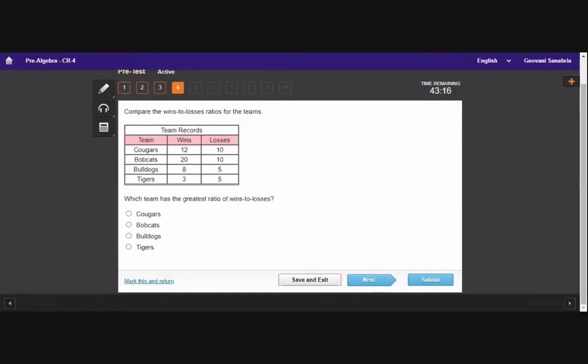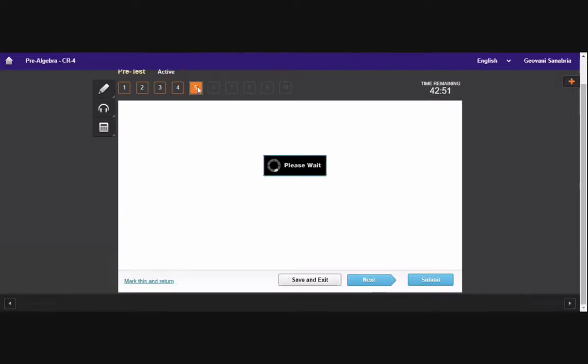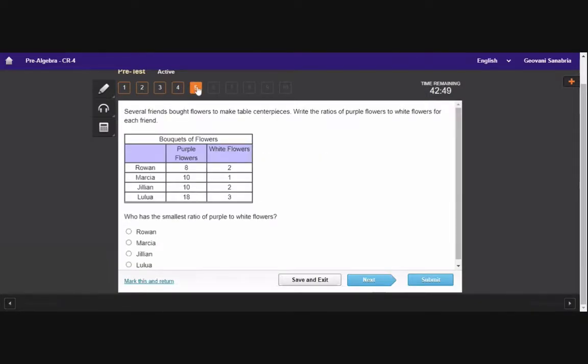And then Bulldogs was 8 divided by 5, 1.6. What about 20 divided by 10? It's 2. I got 2. That's the biggest one. And then 12 divided by 10, 1.2. So it'd be the Bobcats. That's always the way they word it. Does that make sense? Yeah. All right.